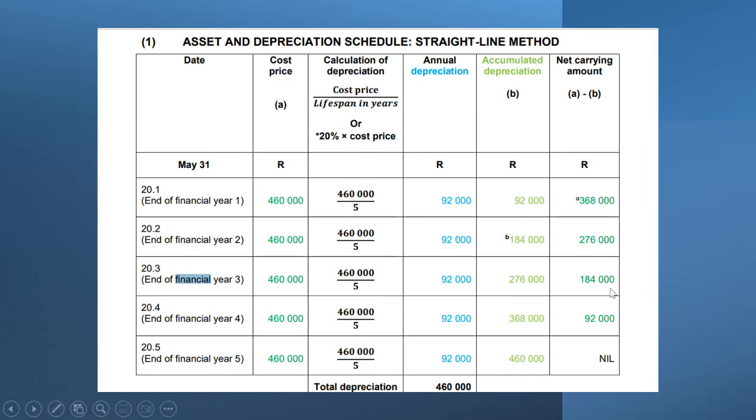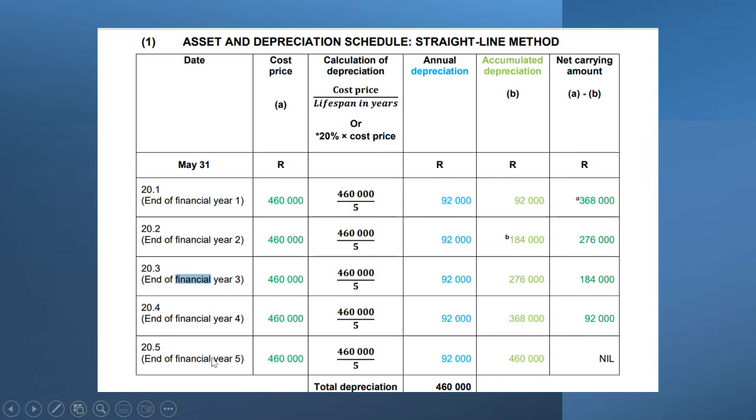Then you get a net carrying amount of 184,000. We do the same even for year four. Nothing changes. We still have our annual depreciation of 92,000 rand. Then to calculate our accumulated depreciation, you say 276,000 that we already have on accumulated depreciation, you add the 92,000, then you get 368,000. Then to calculate your net carrying amount, you say 460,000 minus the accumulated depreciation of 368,000, then you get 92,000.